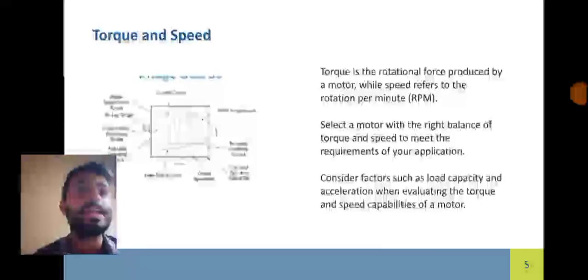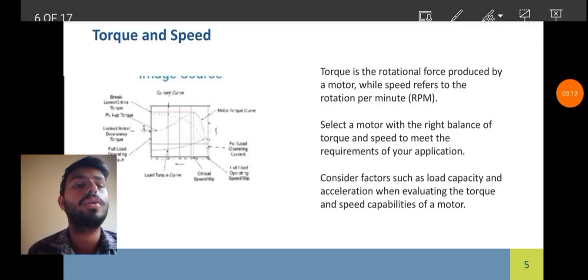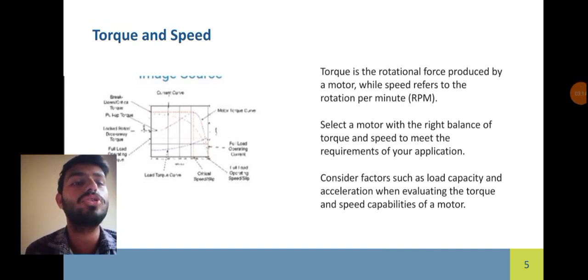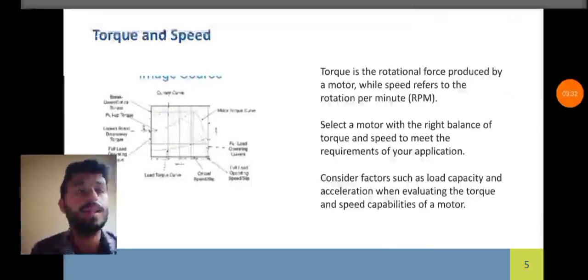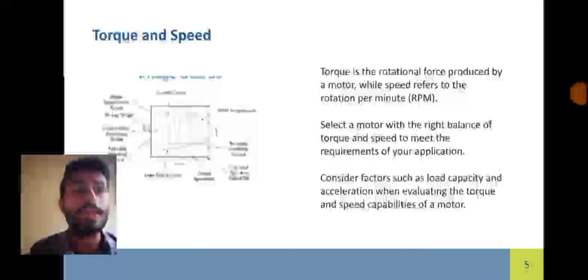Torque and speed. Torque is the rotational force produced by a motor, while speed refers to the rotations per minute. RPM means rotations per minute. Select a motor with the right balance of torque and speed to meet the requirements of your application.